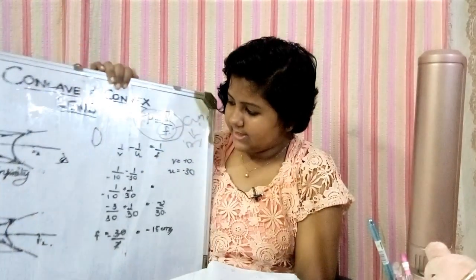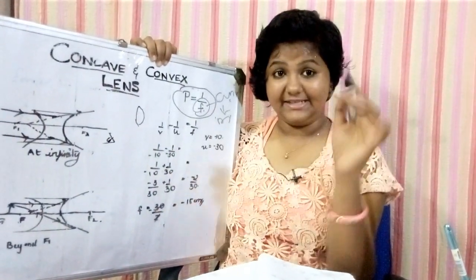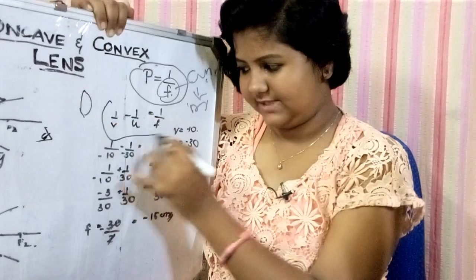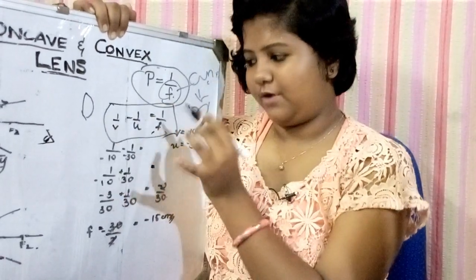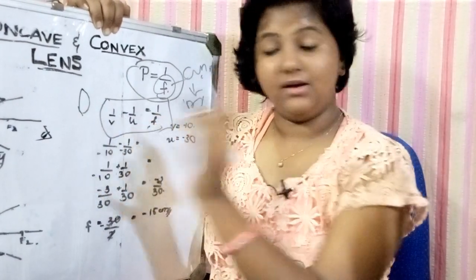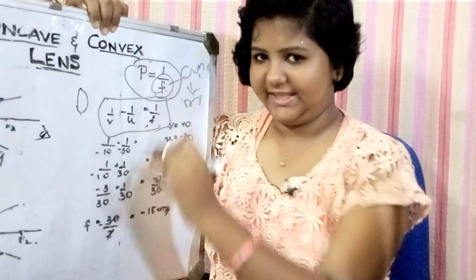So this is the answer for the question. We have to apply the lens formula here. This is the lens formula: 1 by F is equal to 1 by V minus 1 by U. If you put 1 by U minus V, you won't get the answer.